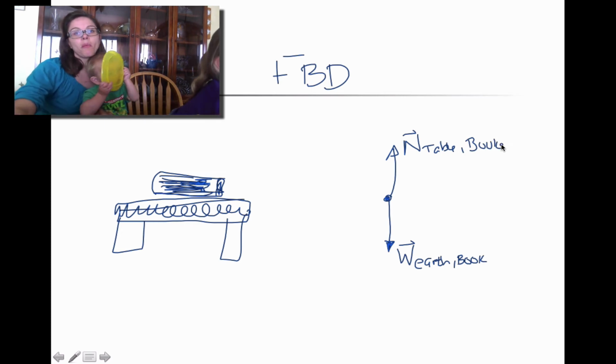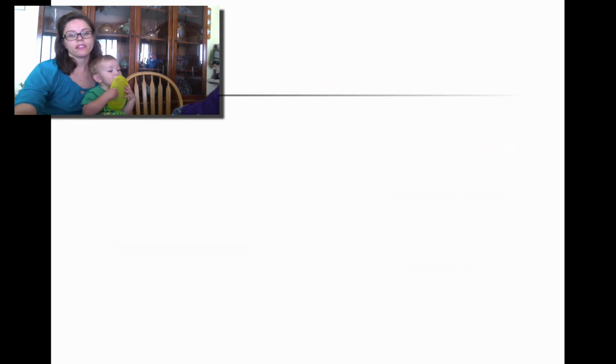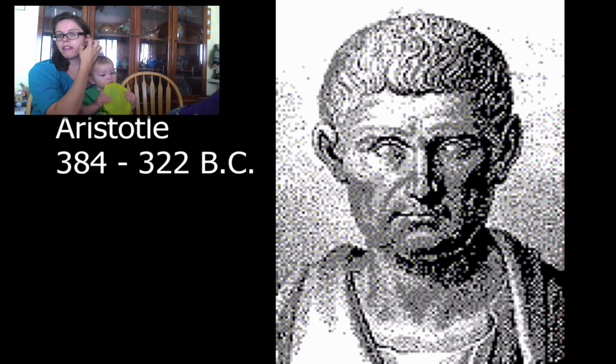Okay, we're going to get a lot more practice with free body diagrams in class. This is just an introduction. Okay, so just a little bit of background.